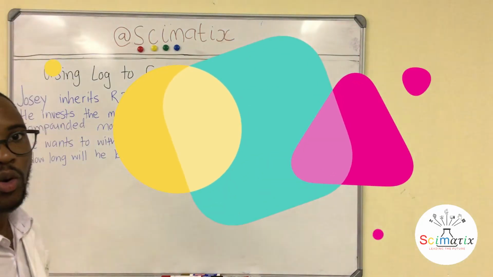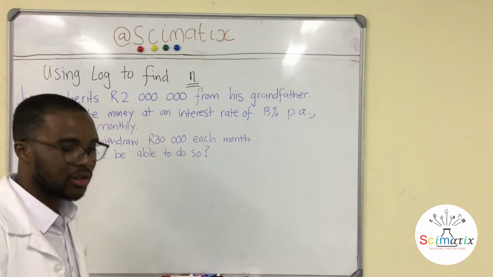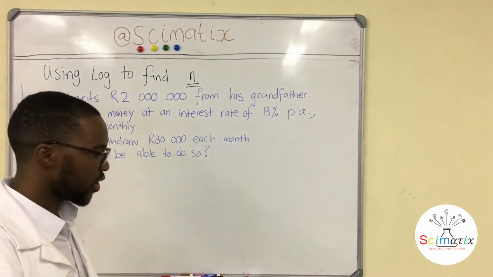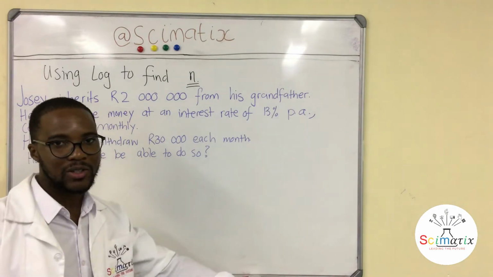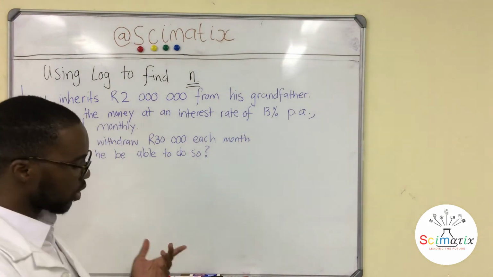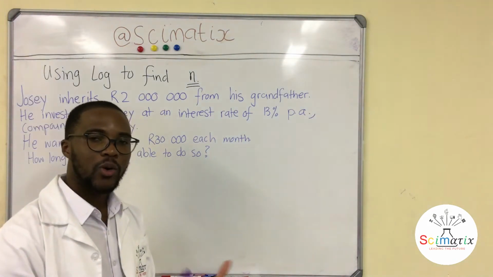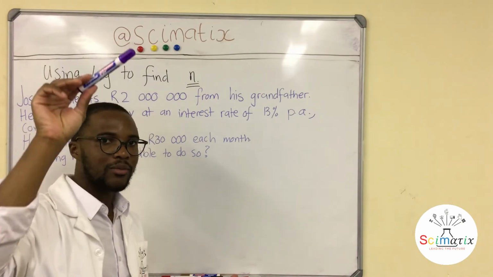Alright, welcome back. So now we're moving on to using log to find n. Remember n, like we said earlier, represents a period, the number of payments, anything of that nature. So why do we use log? Because in our formulas, we always see that n is an exponent. It's always a power up there.